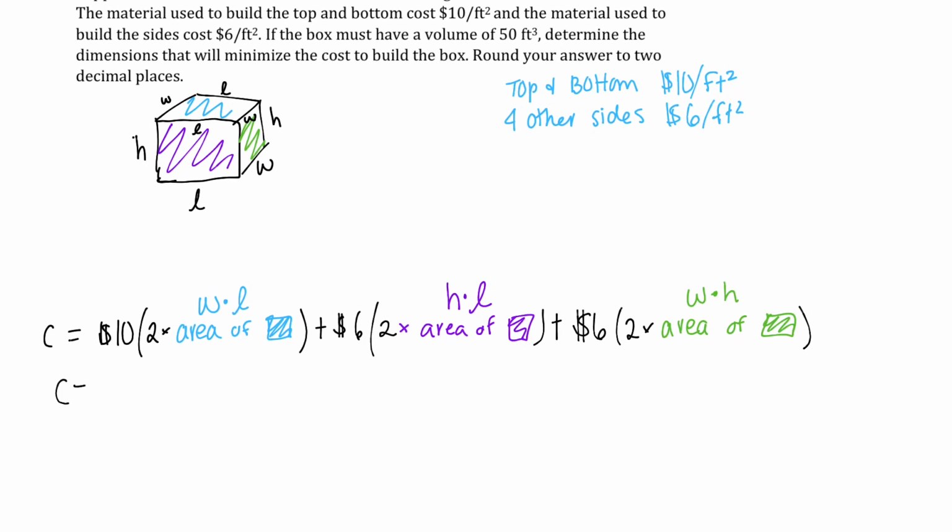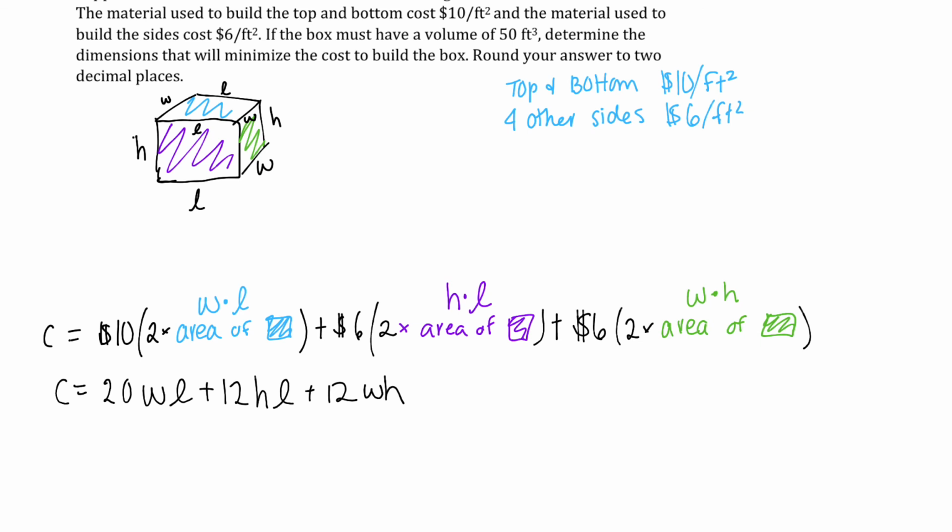I'm going to write this out so I can make the substitutions in a moment. 10 times 2 is 20, so you'll have 20WL. 6 times 2 is 12HL, plus 12WH. We need to make only one variable happen there, so we need to eliminate two of them. There needs to be only one variable. Now I'm going to come back and do my substitutions up here.